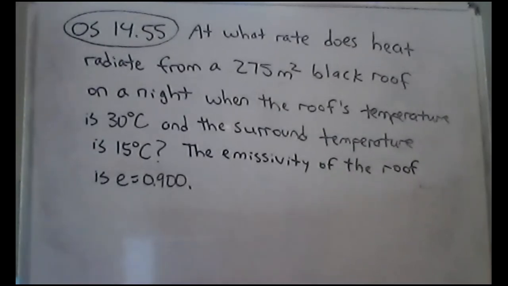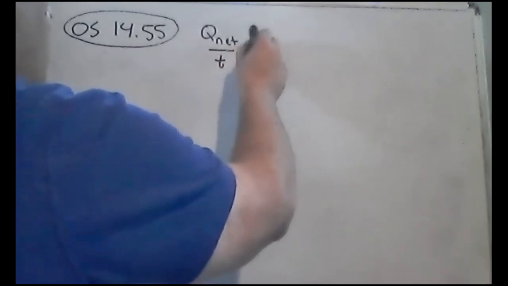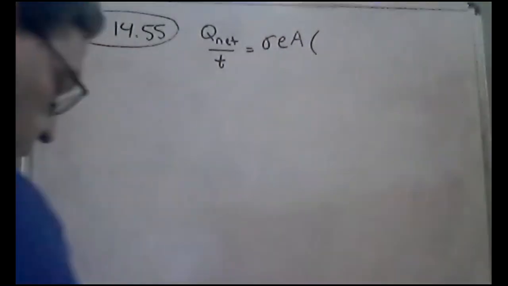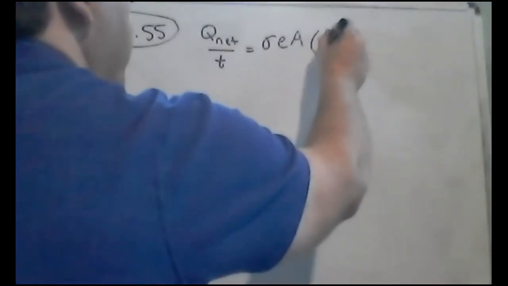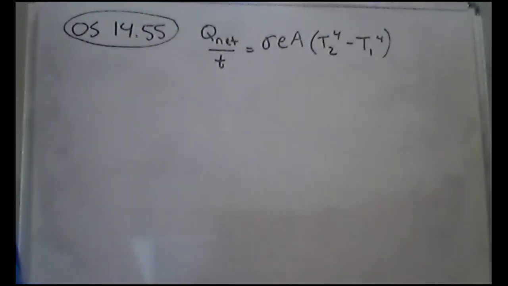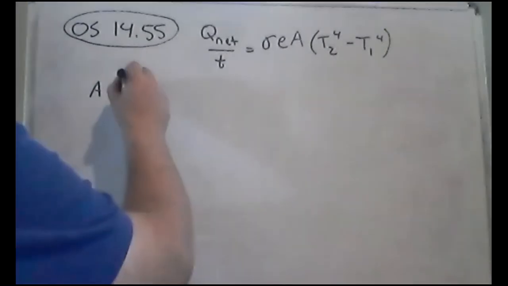Okay, so we need to use the radiation heat transfer equation for the net radiation heat transfer. So I'm going to erase this and just remind ourselves what these values will be when we do the English to mathematics translation. The formula that we want to use, again, is going to be Q net divided by t is going to be sigma e A times T2 to the fourth minus T1 to the fourth. Now we have a laundry list of what we know. The area of the roof is 275 meters squared.